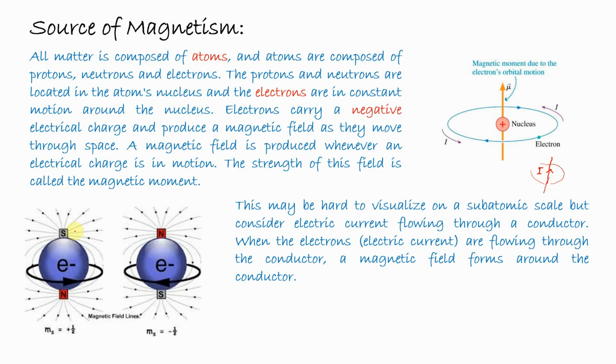So in this figure, it can be clearly visualized. This is the electron, and if the electron is moving in an anti-clockwise direction, then in the magnetic field that will be created, here it will be the south pole and here it will be the north pole. But if the electron is moving in the clockwise direction, then its polarity will be reversed. So basically the property of magnetism comes because of the flow or the motion of the electrons.